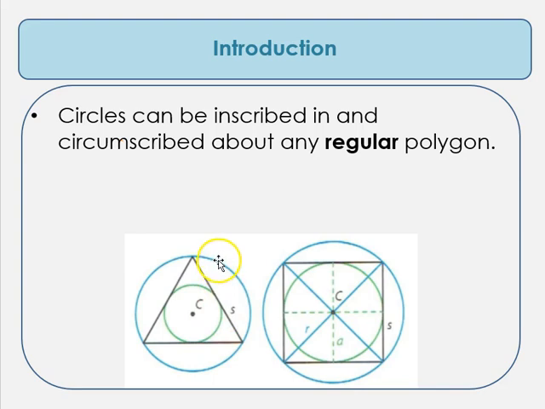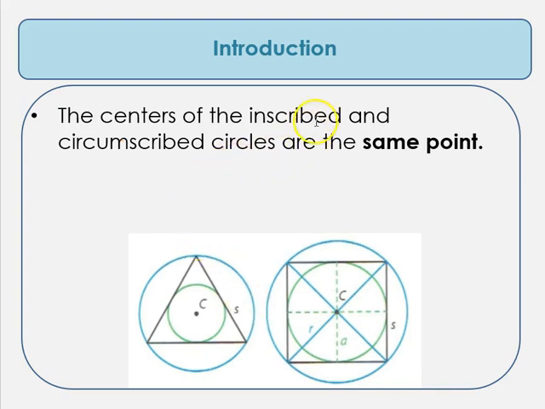We can also circumscribe about the polygon, and we did that by measuring from the center to the vertex. And if we've done this correctly, the circle will touch all the vertices on the polygon. So to the left we have a triangle, to the right we have a square, and there are sets of relationships that are set up when we inscribe and circumscribe circles in our polygons.